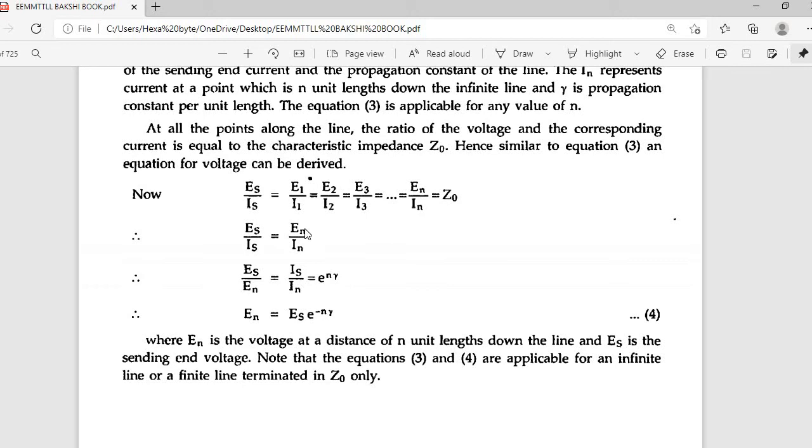So ES by IS is equals to, we can write it as EN by IN. So ES by EN is equals to, here from the relation again, EN is equals to this comes to here. So ES by e power minus n gamma, where En is the voltage at a distance of n unit lengths. So ES is the sending end voltage. That's why this equation gives the voltage potential of each and every section, E1, E2, E3, so and so up to n sections.